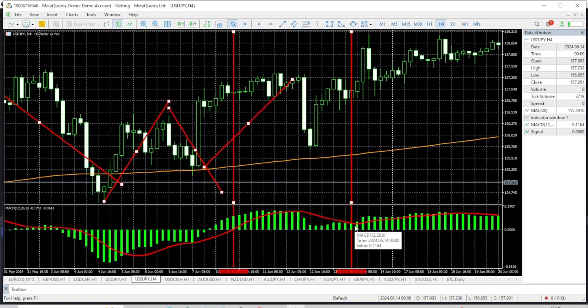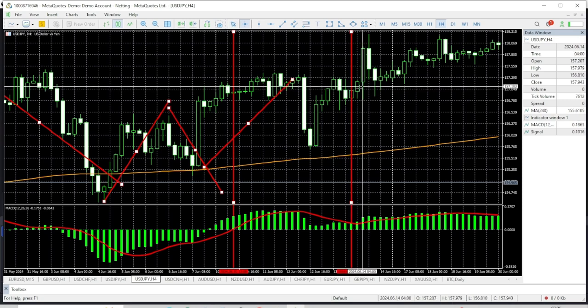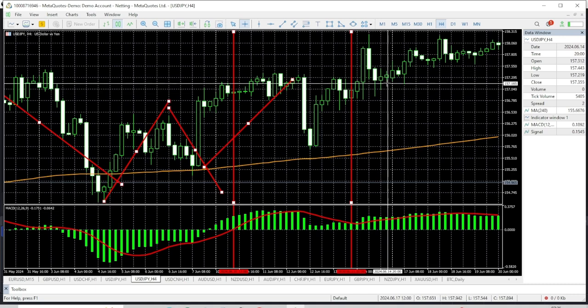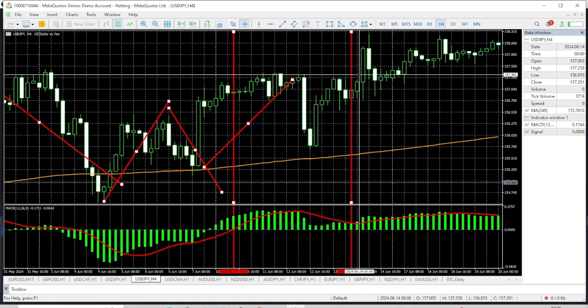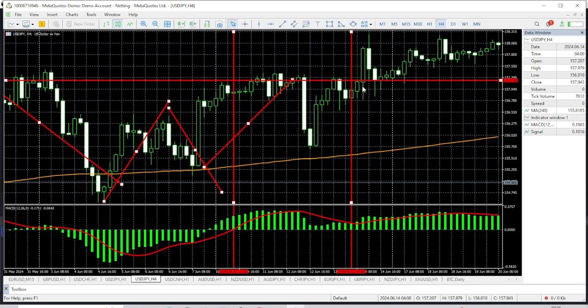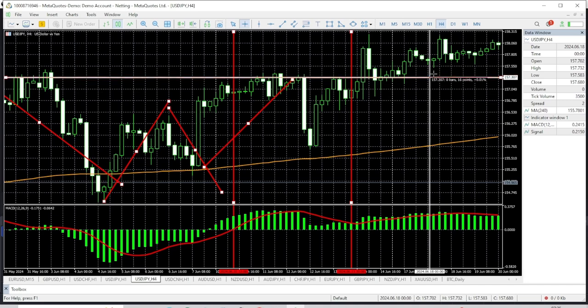So at this point, the high of this candlestick plus 3 or 5 pips is our trigger. We buy there, let's say at this point, and then look at the market going.